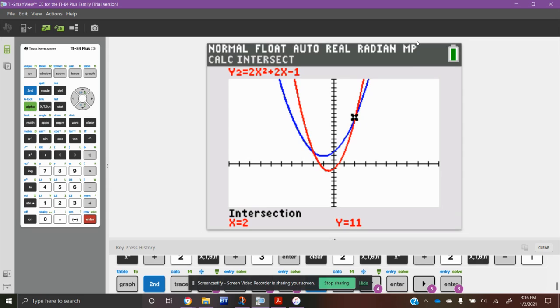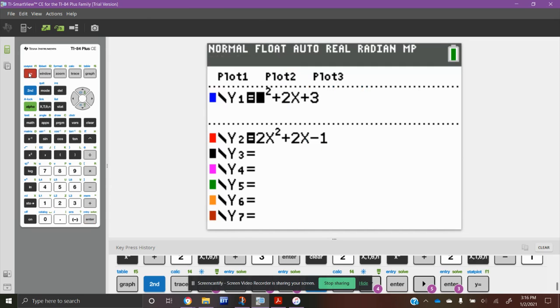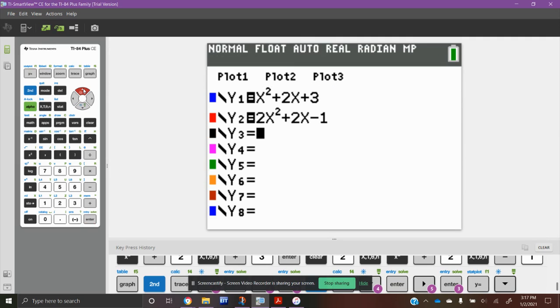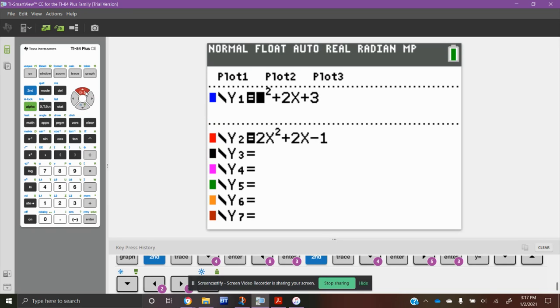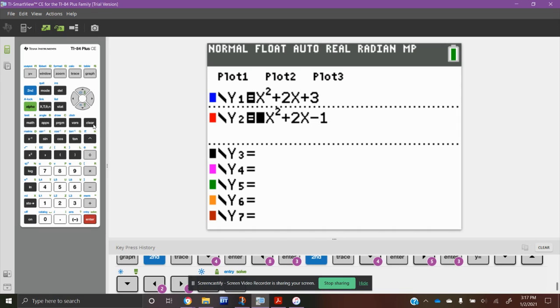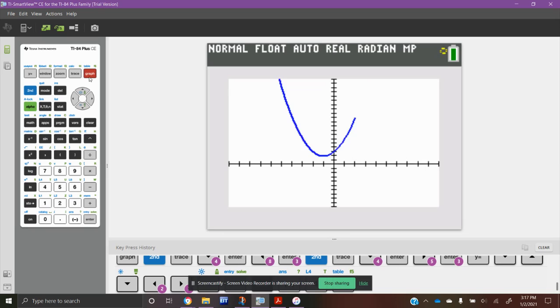Now, if I leave my first one in there, it's a little glitchy. All right, if I type in something like let's just do -4 and see what that looks like. I just want to give you an idea.